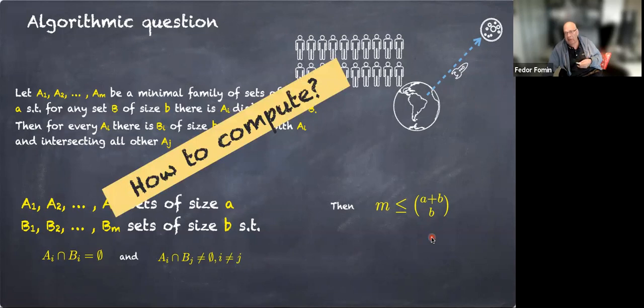Okay, everything is so nice, but now we speak about algorithms. And here the important question is immediate. If I give you a family of sets, and I want you to compute a minimum subfamily of the sets which satisfies this property, how efficiently can you compute such a family?